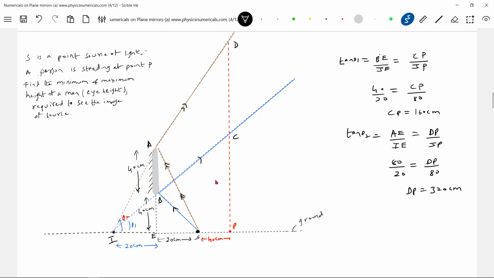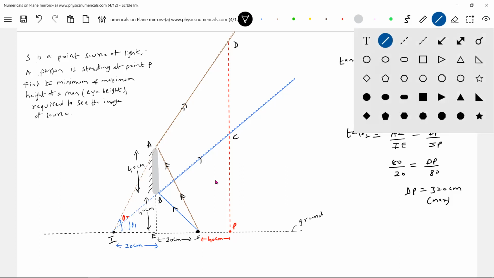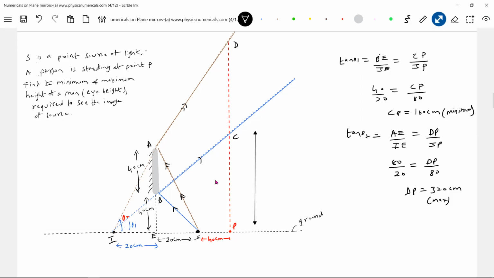So at what height must the person's eye be located? This is the minimum. This is the maximum. As long as the eye of a person is located in this region, he will visualize the image. This is the minimum height, this is the maximum. So what is this value? H minimum. This H maximum.